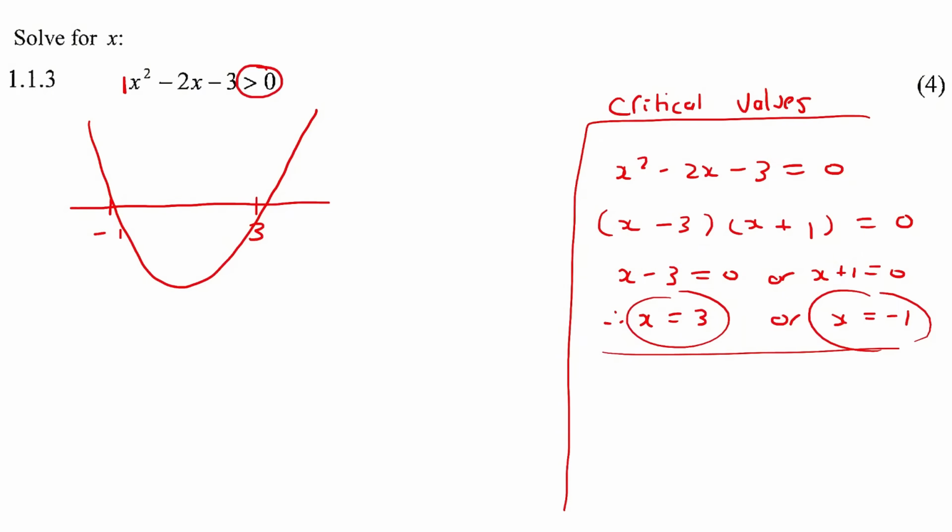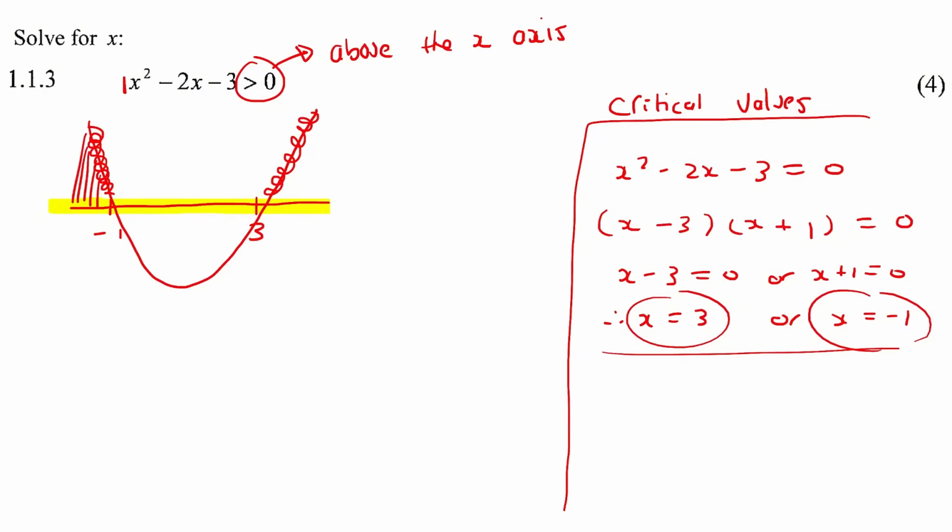Okay, so what we now do is they said, where is this parabola bigger than 0? What that means is above. So this is the x-axis, and they want to know, where is that graph above? So we can see it's above. So what are the x values there? Well, all of the x values here are all the x values to the left of -1. So we'll say it's all the x values that are smaller than -1.